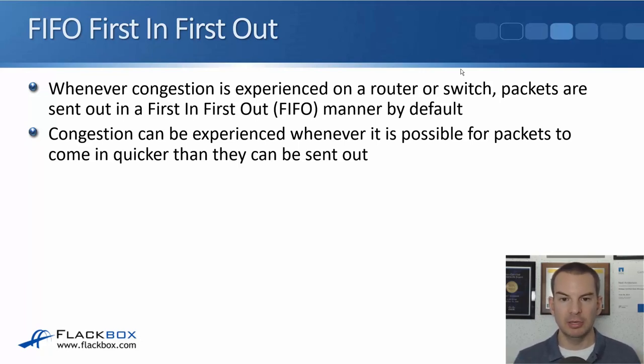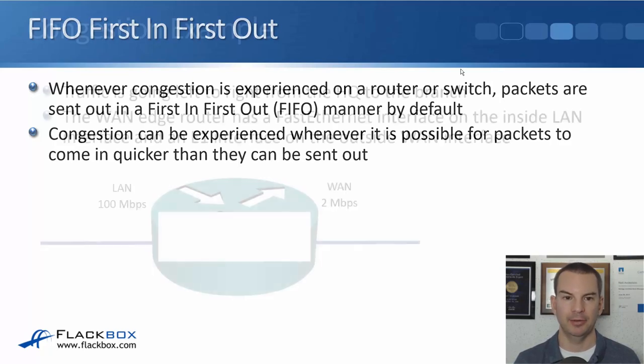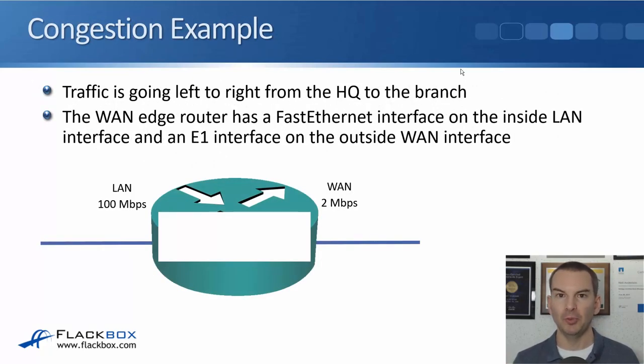And congestion can be experienced whenever it's possible for packets to be coming in quicker than they can be sent out. So an example would be on your WAN edge router, where you've got a fast interface on the inside and you've got a slower interface on the outside, like you see in the example here. So on the router, it's got fast Ethernet on the inside, 100 megabits per second. The outside interface in our example was an E1, so its speed is 2 megabits per second.